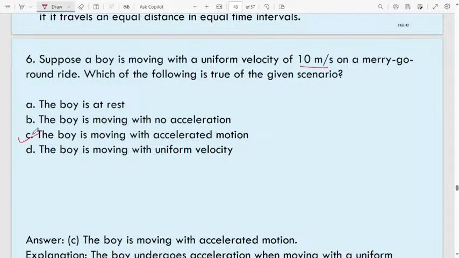Option C will be the correct answer. Suppose a boy is moving with uniform velocity, that is 10 meter per second. Then that boy is moving with accelerated motion. Even though the velocity is uniform, the boy will possess an accelerated motion.